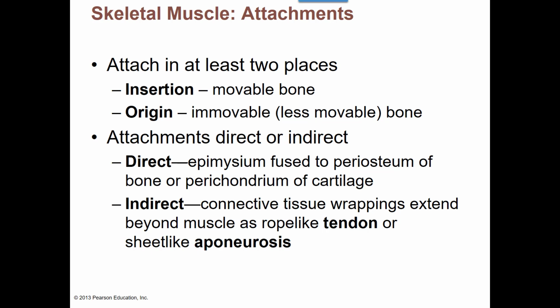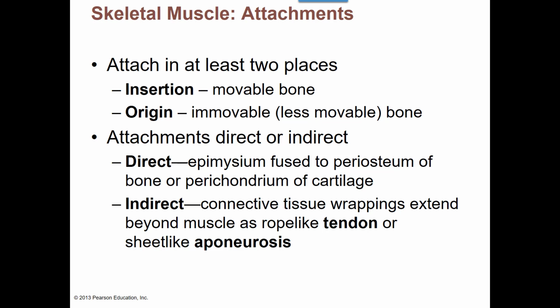If it's an indirect attachment, it means that the connective tissue itself forms its own little rope-like bundle, and we call it a tendon. Or if it's more of a big sheet-like covering instead of a rope-like one, we call it an aponeurosis. We find that on our skull. We also find aponeurosis on our abdomen.